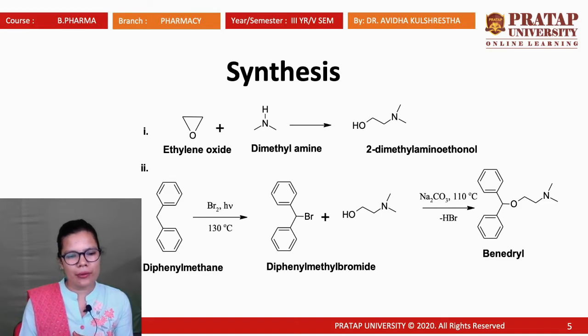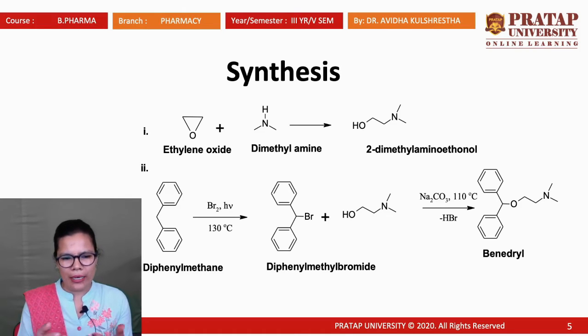In the second step, what is going on? We take diphenylmethane and halogenation takes place in the presence of sunlight at around 130 degrees Celsius. A bromine has to attach. An addition reaction takes place. This is the halogenation or bromination reaction.